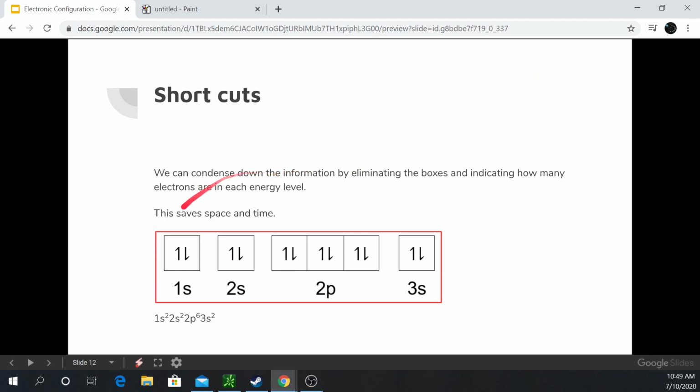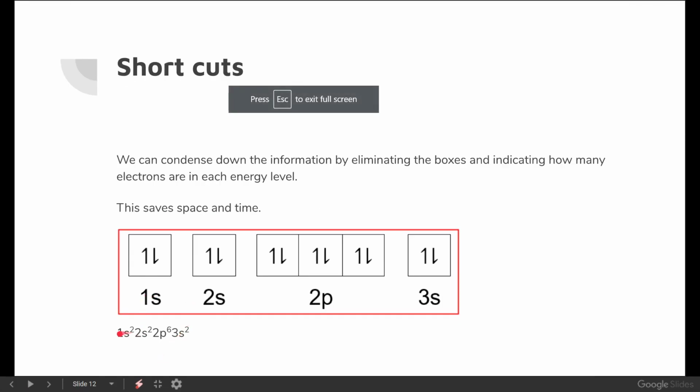So, this is our typical electronic configuration where we have the 1s with 2 electrons in here, then 2s with 2 electrons, 2p, and then 3s. Okay? And this takes up a lot of space. What we can do is condense this down into a smaller category. We say, okay, 1s right here, we know that this has 2 electrons in it. So it's going to be 1s2.